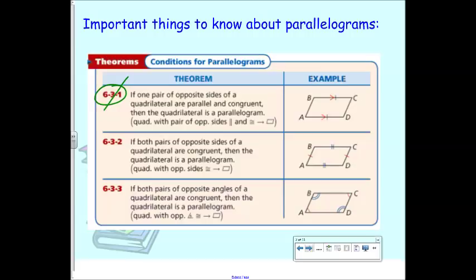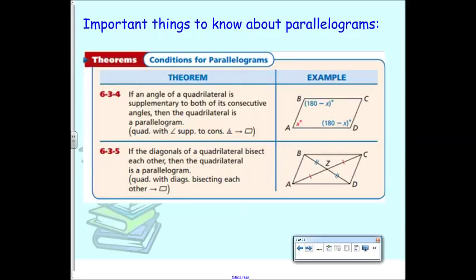So opposite sides are parallel and congruent. What do I know about opposite pairs of sides? Both of them have to be congruent. So BC is congruent to AD, and AB is congruent to DC. Good. All right, what about opposite angles? Also congruent. What about consecutive angles? They add up to 180. This example just means they add up to 180, because if this one is x, how would you find this one? 180 minus x. So that's all that picture means, that those 2 angles have to add up to 180.